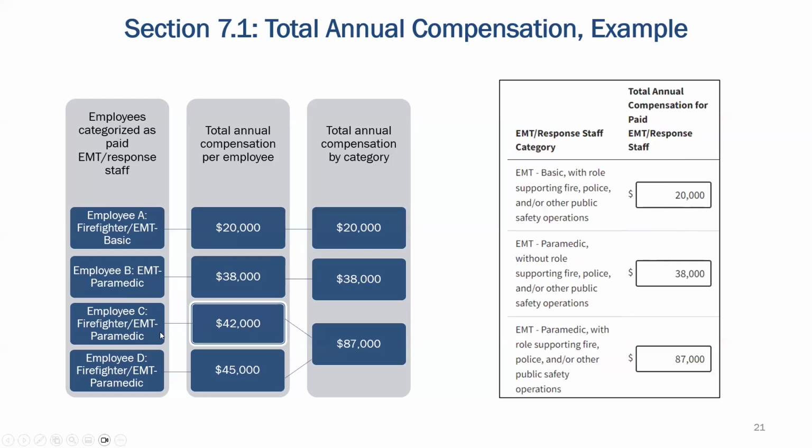The bottom 2 staff, though, are both in the same category. They're both firefighter paramedics. And say they make $42,000 and $45,000 in total compensation. To get the number you report in the bottom cell on the right-hand side of the screen, you have to add those 2 amounts together to get 87,000, and then that's what you report.